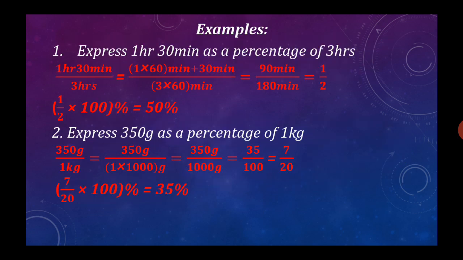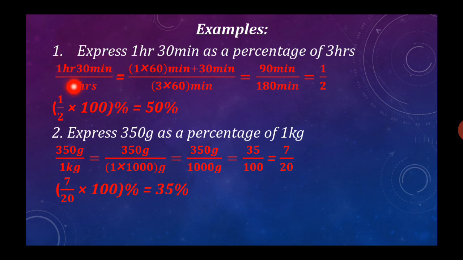Now let's go to examples here. The first example says express 1 hour 30 minutes as a percentage of 3 hours. Do not forget, it said express the first quantity as a fraction of the second one, which means 1 hour 30 minutes over 3 hours. That is why we have it here. Now look at this. This is 1 hour 30 minutes and this is 3 hours. That means they are not in the same unit. All of them need to be in the same unit.